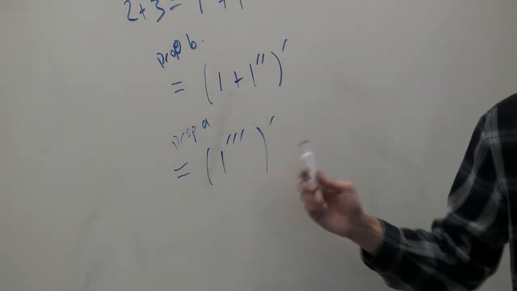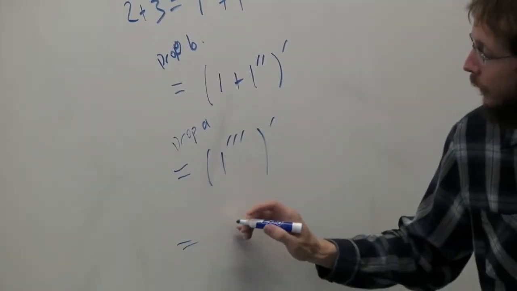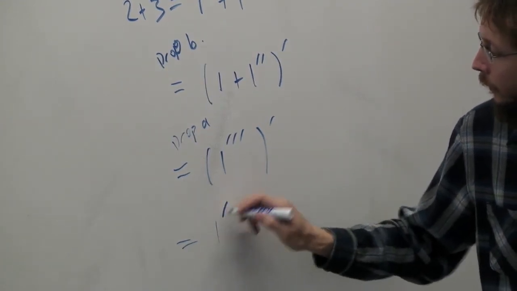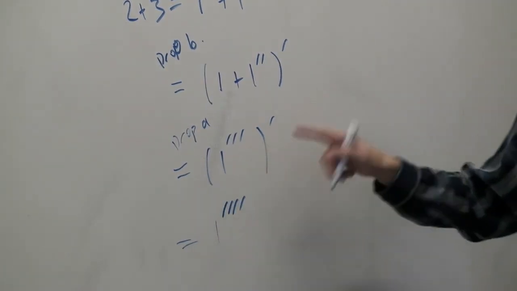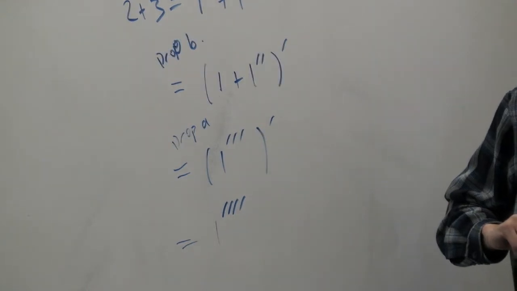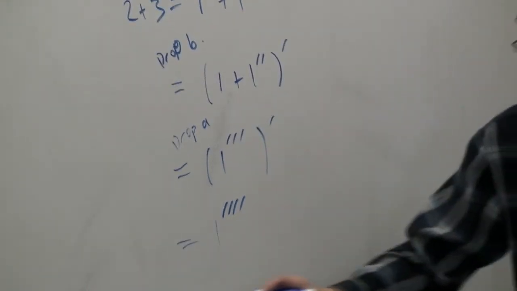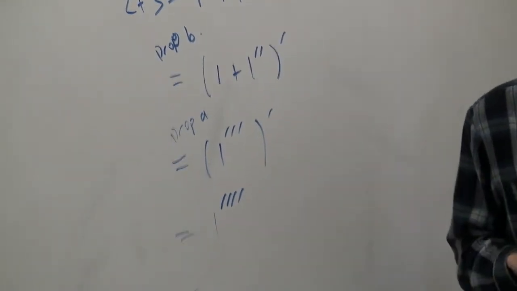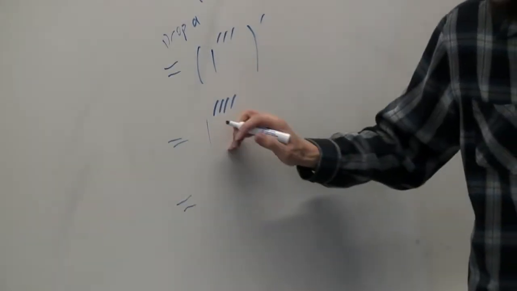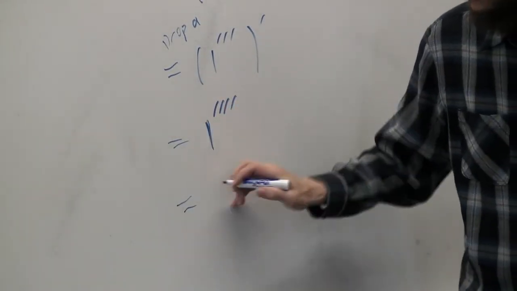And the parentheses don't really matter. They're just there for certain steps. On this step, the parentheses don't really have any meaning, so we can get rid of those parentheses. And what do we notice about this symbol here? What does it represent? 5. Yep. So 2 plus 3 equals 5.